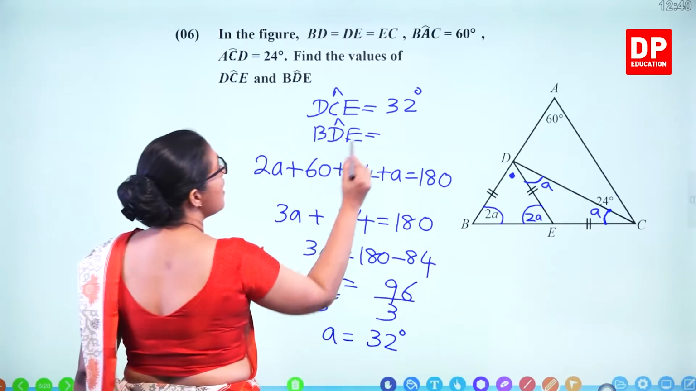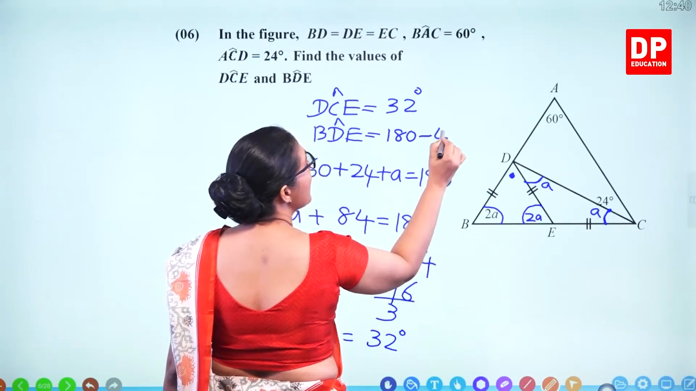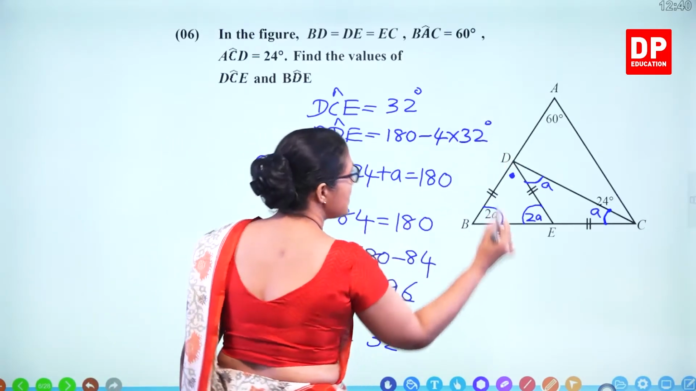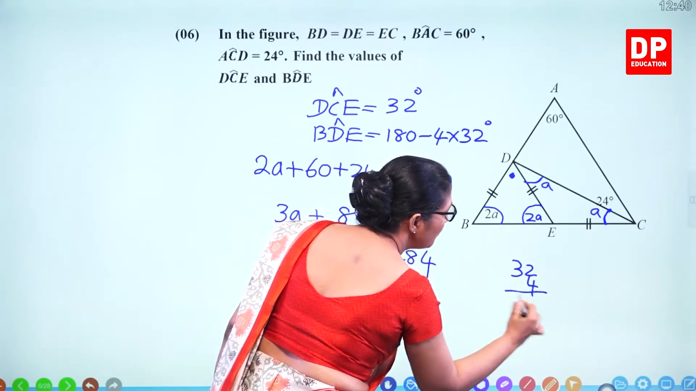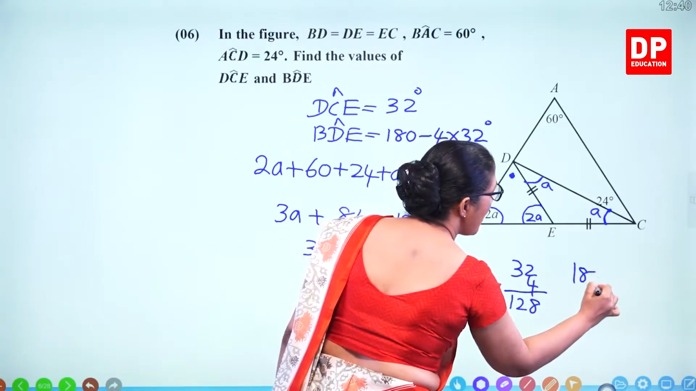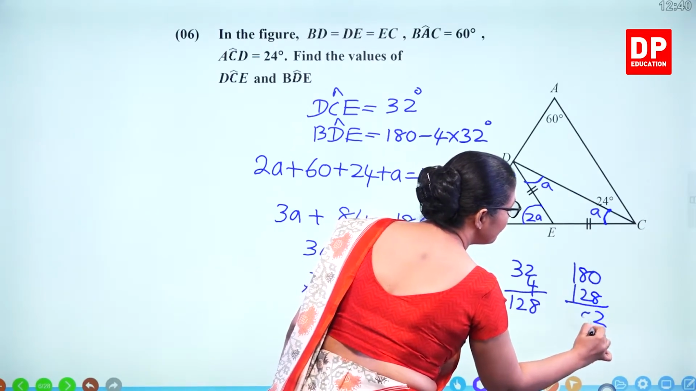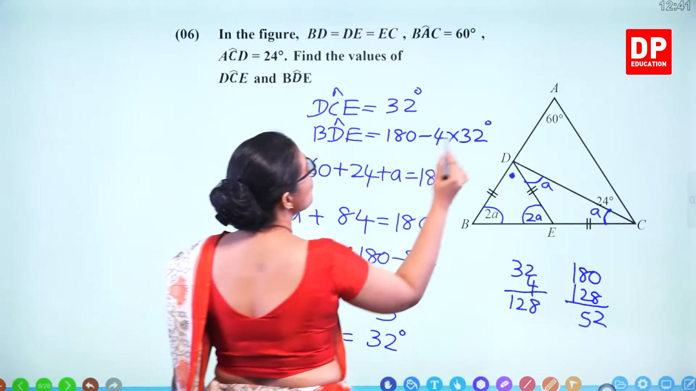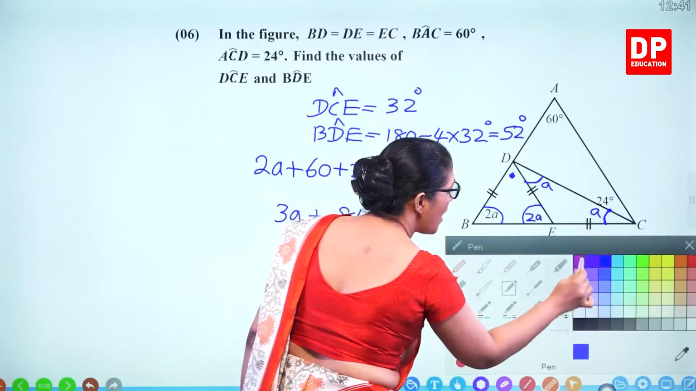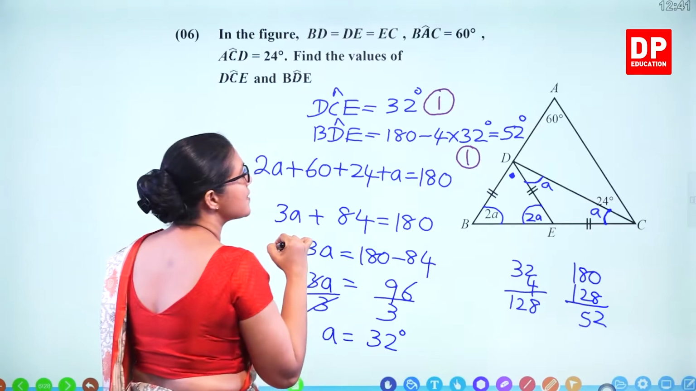What's BDE angle? BDE is this one, 180 minus 2A and 2A, 4A. 4 times 32. So 32 times 4, 128. 180 minus 128, 52. So the answer is 52 degrees. So you get 2 marks there. 1 mark for this and 1 mark for this answer.